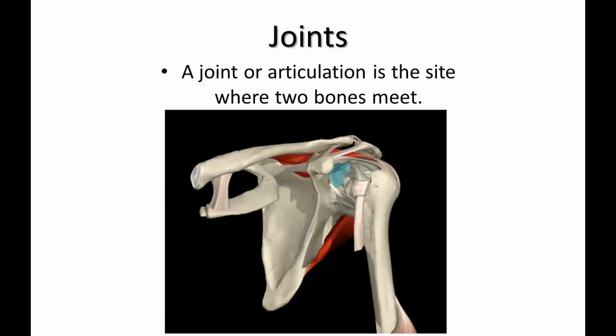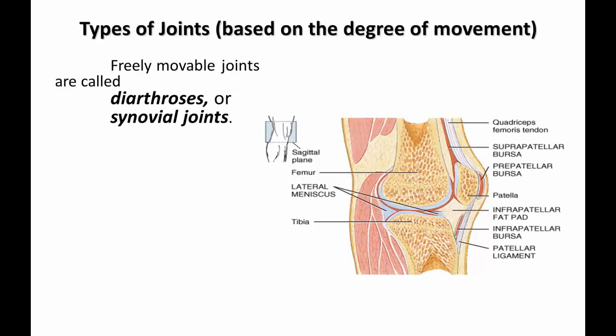So the meaning of a joint, or articulation, is the site where two bones meet. And usually when we think of joints, the main joints that come to mind are the freely movable joints. Now, the fact that these are freely movable joints means they're not going to be quite as stable as some of the other joints we've talked about. Okay, so they can be unstable. And if you have knee problems, you can probably vouch for that.